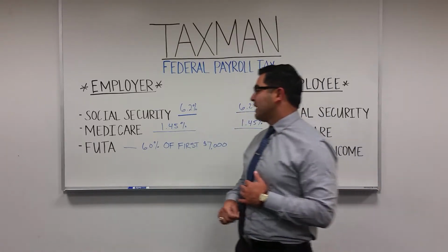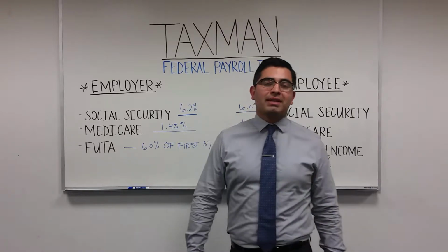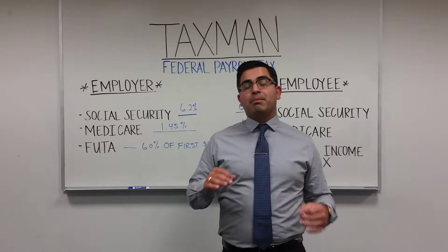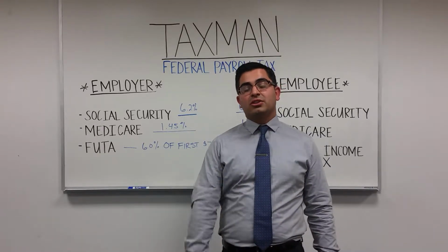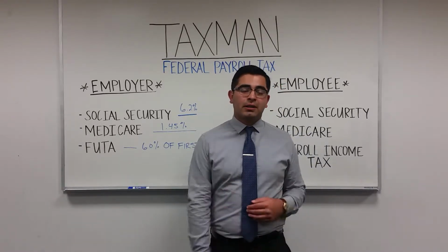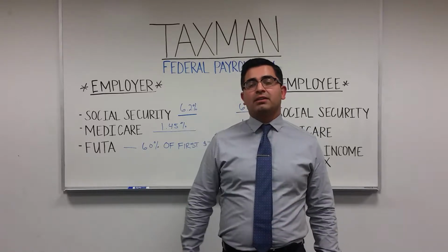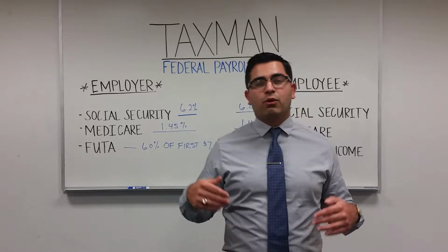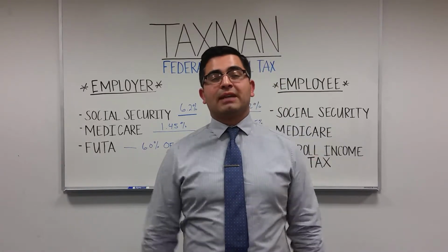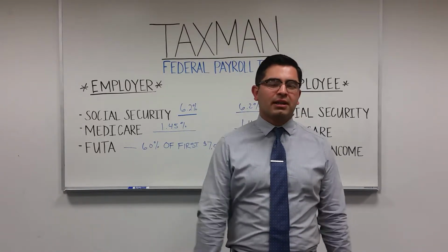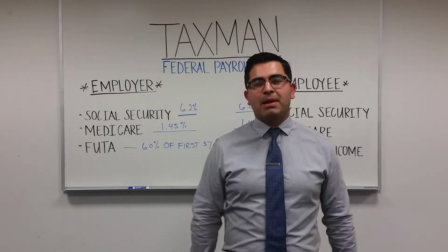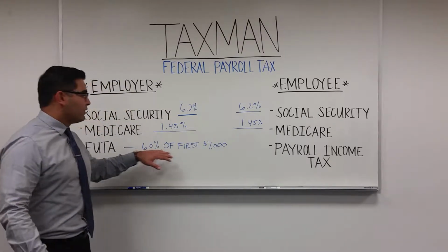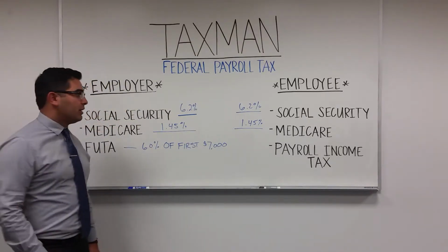Next is a FUTA tax, and this is a federal unemployment tax. And as an employer, you're subject to 6% payroll tax for the first $7,000 that your employee earns. There is a small caveat to that. You can actually offset that percentage for the amount of California unemployment tax that you do pay. We'll go a little bit more into detail with that when we cover the state payroll tax. And again, that's 6% of the first $7,000 that your employee earns.